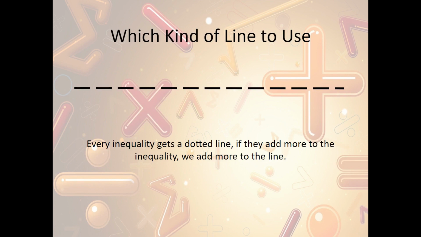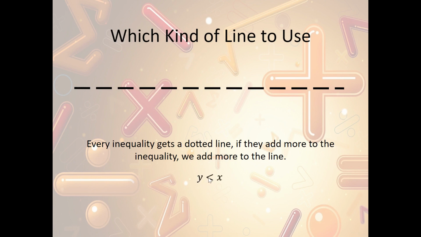The other part is what kind of line to use. So similar to before where we talked about the open circle versus closed circle, same thing here. Every inequality gets a dotted line or an open line. Notice there, it's open because there's little spaces in between. So every inequality gets an open line or a dotted line. If they add more to the inequality, we do too. Meaning if they add the bar underneath, then we're going to add to it and make it a solid line.